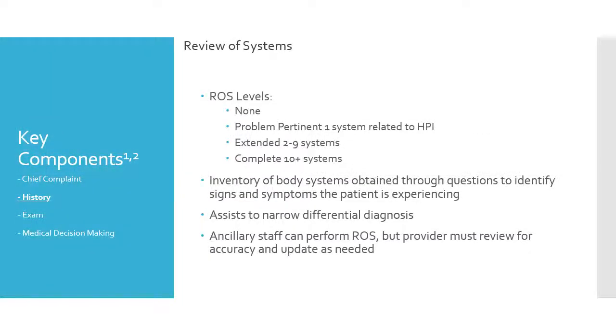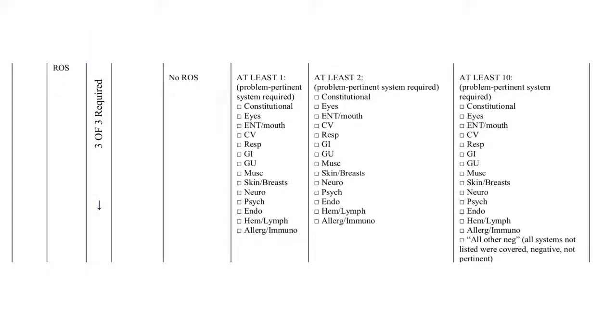The next component of the history is a review of systems. This is an overview of the patient's symptoms. It is a subjective report from the patient and is useful to narrow down what differential diagnosis you have for the patient. Remember that MAs and nurses can perform the ROS, but you need to review it for accuracy. This is an essential component of your patient encounter, so make sure to review it thoroughly as it will help guide your diagnosis. This chart will help you as you begin your CPT coding process.